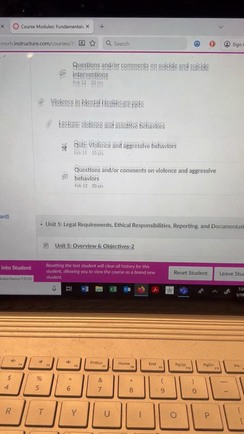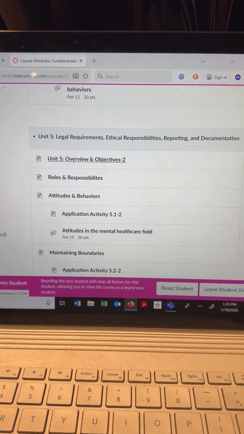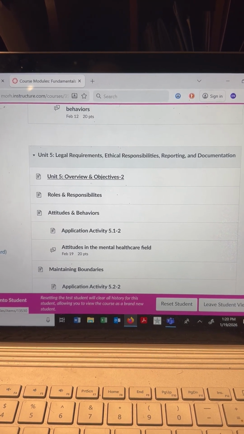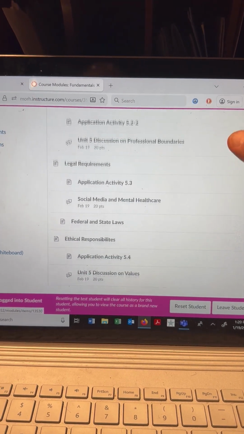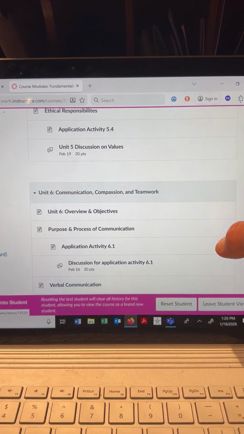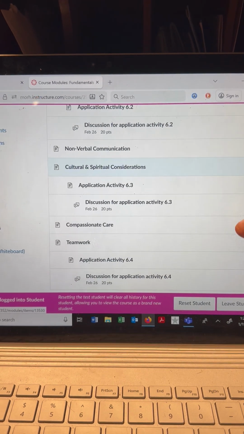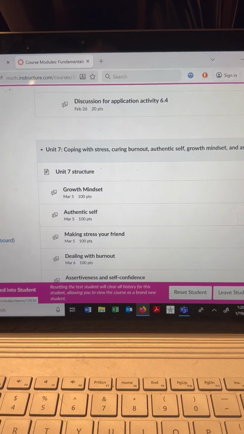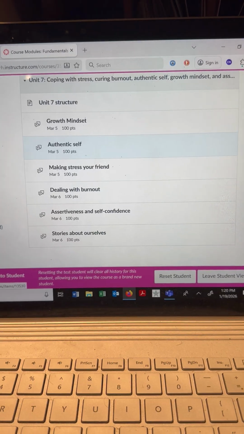Then modules 5, 6, and 7, I somewhat call the existential ones, because they're about things you need to do while at work. Unit 5 covers responsibilities, attitudes, boundaries, legal requirements, ethical responsibilities. Unit 6 is communication, compassion, teamwork: how do you process verbal communication, cultural aspects, teamwork. And finally, Unit 7 is coping with stress, burnout, etc. These are all TED Talks that you watch and then comment on. They're really good. I really enjoy all these TED Talks.